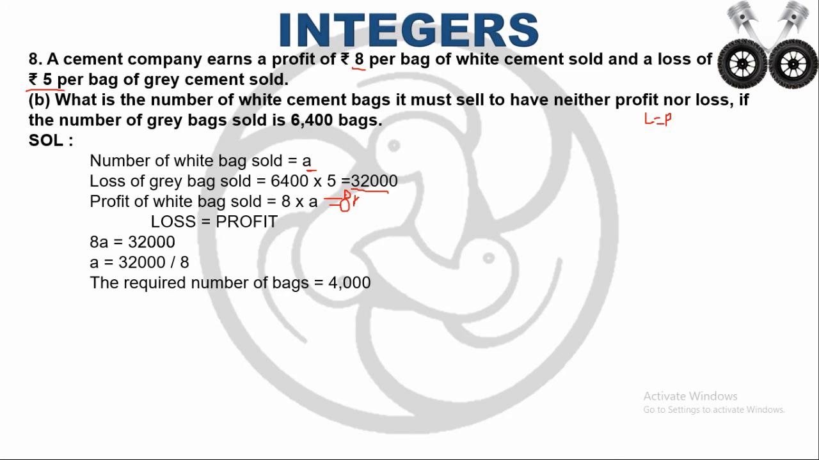Then in the question it is given that there is no loss as well as no profit, that is loss equals profit. So what is the profit here? The profit is 8A, which is equal to the loss of 32,000. So 8A equals 32,000. I want to find the value of A, so I keep the A as it is and bring the 8 to the RHS. Whenever it is multiplication, when it comes to the RHS, it becomes division. So 32,000 divided by 8, we get 4,000. So how many bags do we have to sell? 4,000 white cement bags should be sold to get neither profit nor loss.